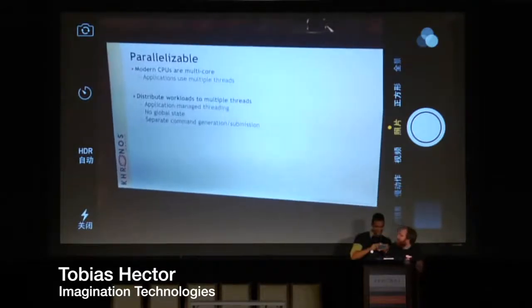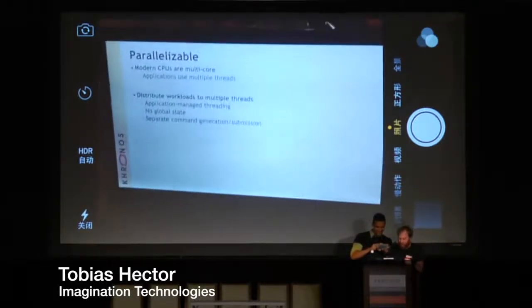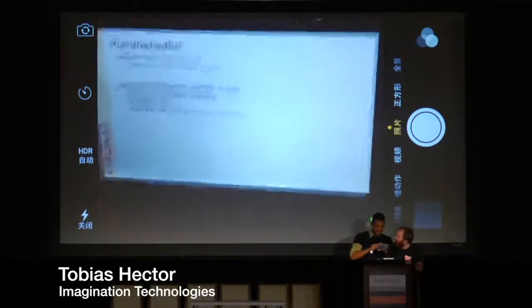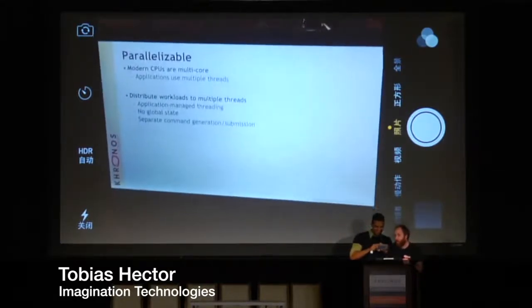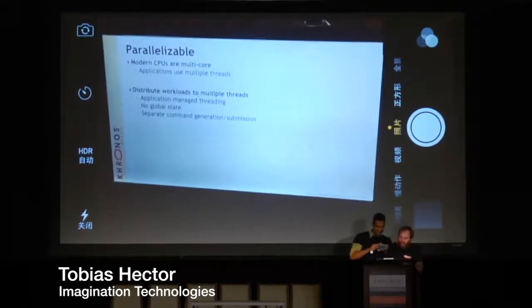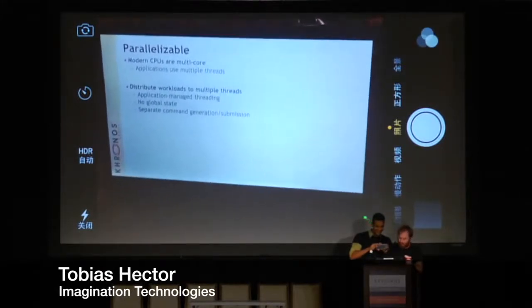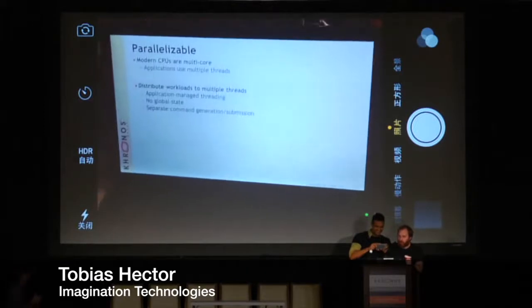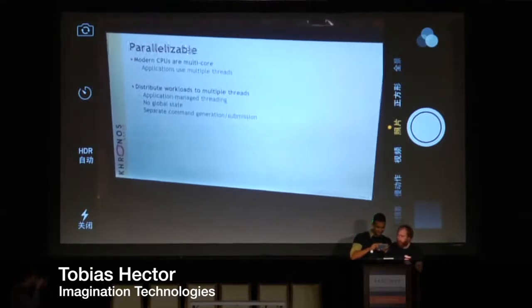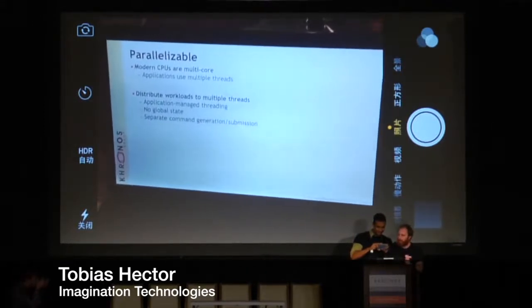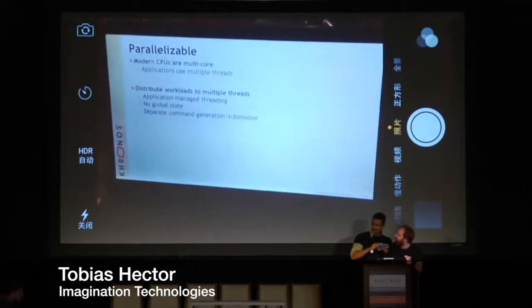Right. So another really great thing about Vulkan is that it's really good at parallelizing workloads. So modern CPUs are multi-core, and the applications want to take advantage of this by using multiple threads.